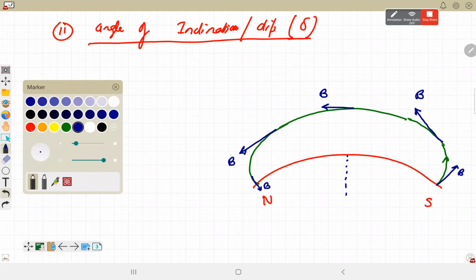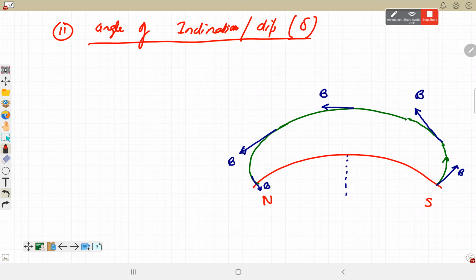So if we resolve, the Earth's magnetic field has two components. One is parallel to Earth's surface, another is perpendicular to Earth's surface. The component of Earth's magnetic field parallel to Earth's surface is called BH. That is the horizontal component, and perpendicular to this is called BV. Likewise, in the northern hemisphere also, BH is the component which is parallel to Earth. BV is the perpendicular to Earth.